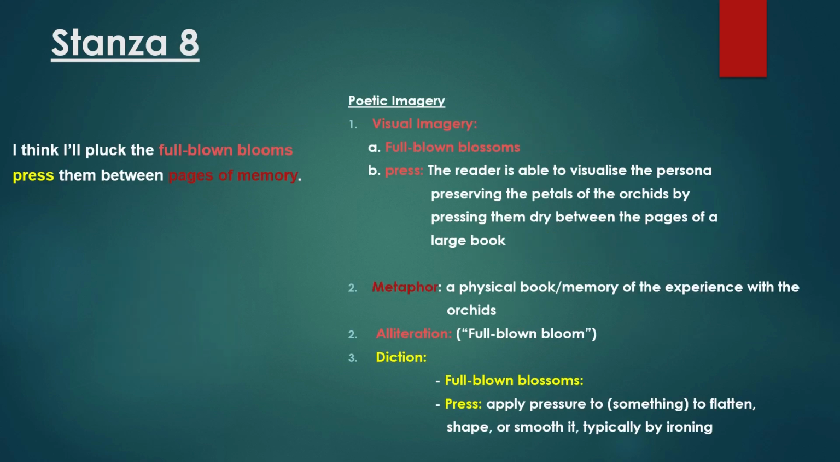Stanza 8 reads, "I think I'll pluck the full-blown blooms, pressed between pages of memory." So after witnessing what transpired there with the flower, after reflecting and thinking deeply, the person thinks: wait, when I got this flower, I wasn't attached, I was disinterested. Because one, it was given to me for no reason at all. There's no sentiment attached to it.